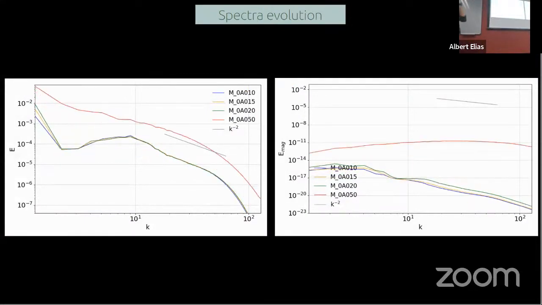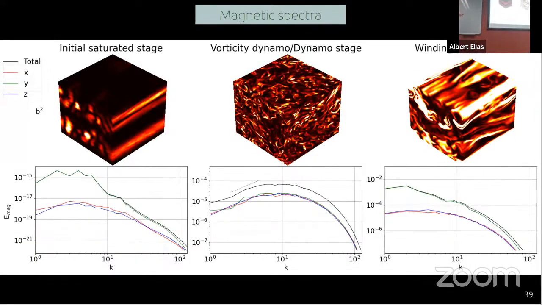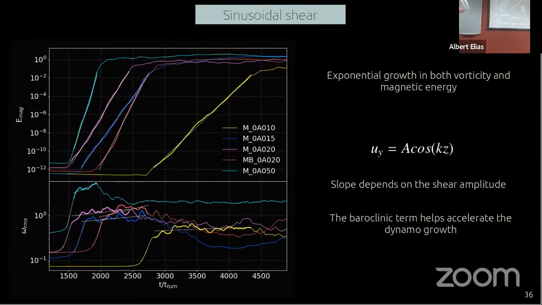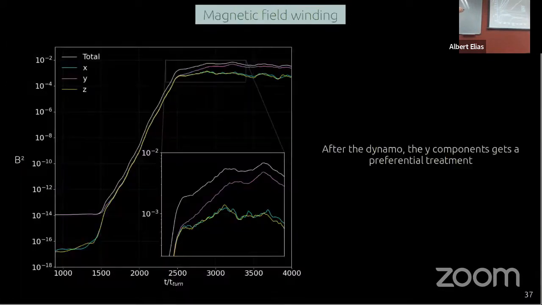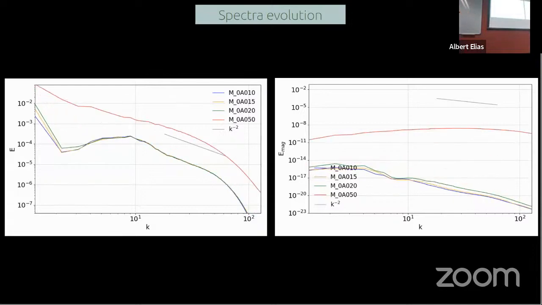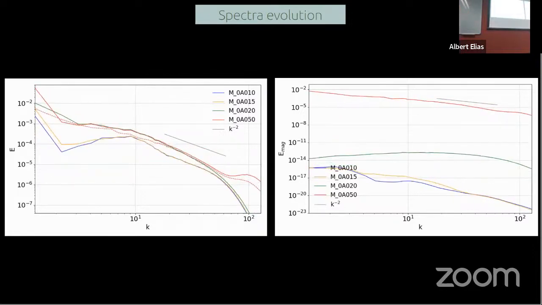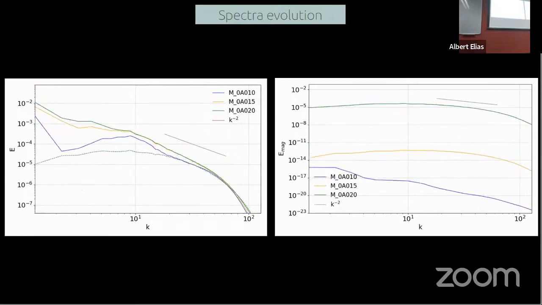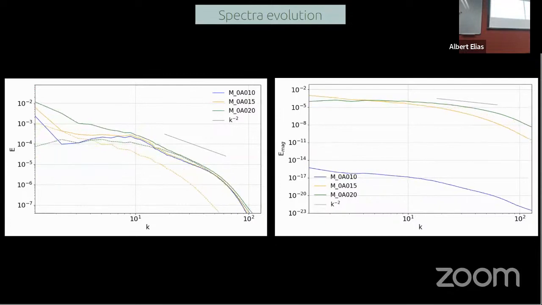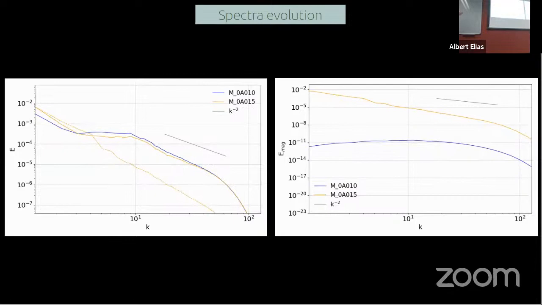And this is a video of the magnetic field growth of these four simulations for different shears. You can see that the red one goes up first, this is the magnetic energy. They go up 15 orders of magnitude. And this here is both the magnetic and kinetic energy. The kinetic is in a solid line and the magnetic is in a dashed line.